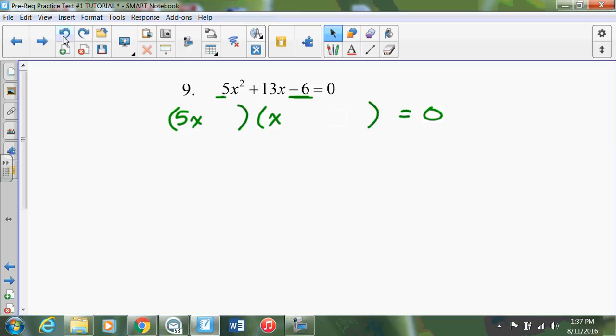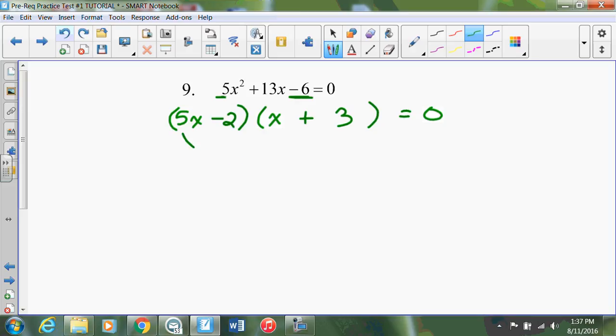And so I can look and see that if I put my 2 here, that's going to give me a 10x. If I put my 3 here, that's going to give me a 3x. Since we've got the plus or minus for the negative 6, that's not going to work. I've got to put the 3 here and have that be a positive, and the 2 here and have that be a negative. So that gives us 15x for the outer and negative 2x for the inner. And when you add those two, you end up with 13x.